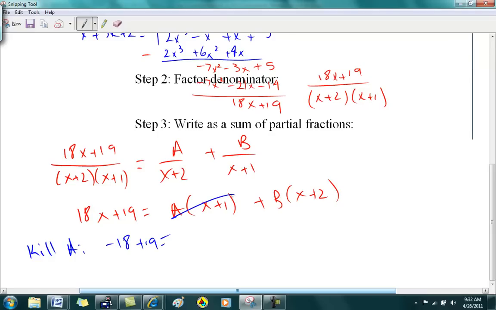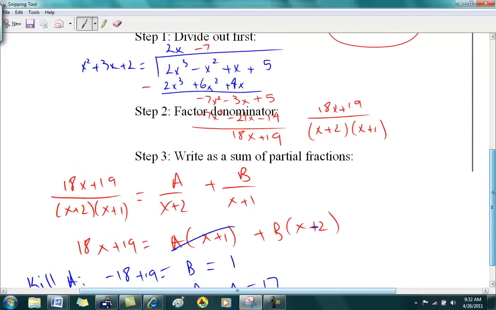19. This is killed, and this guy, remember that's a plus 2, okay? Minus 1 is equal to b, so b is equal to 1. Okay. Let's go ahead and kill b by putting x equals negative 2. To do that, you get negative 36 plus 19 equals negative a. Am I right? Yeah, and this guy gets killed, and so a is equal to, this is what, negative 17, so a is equal to 17. Okay, so your final answer is not this, it's neither a nor b.